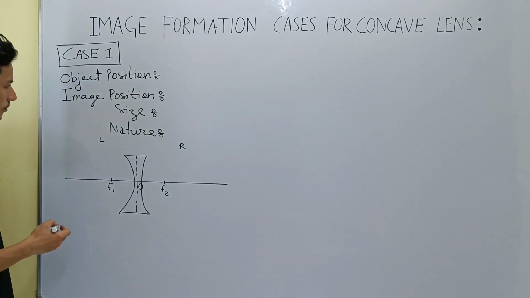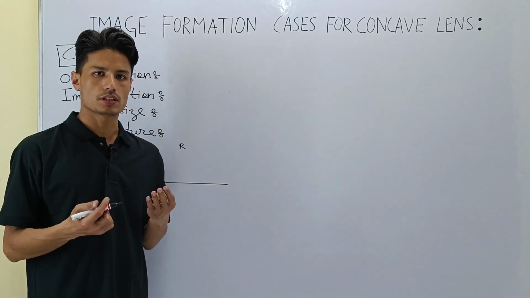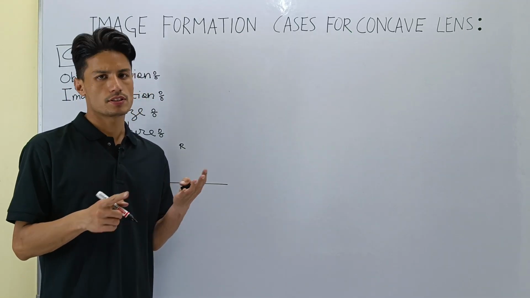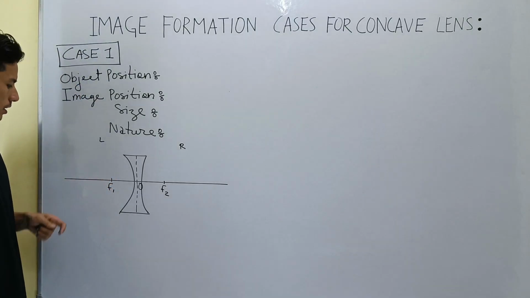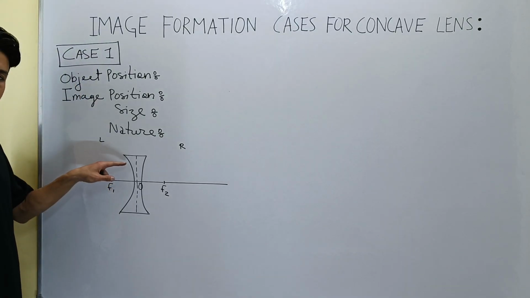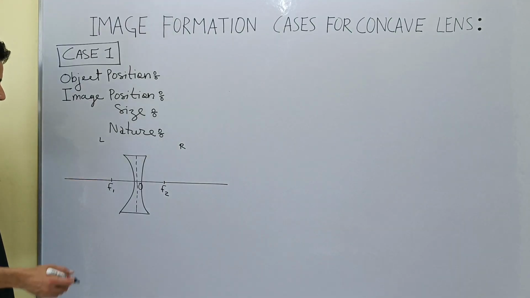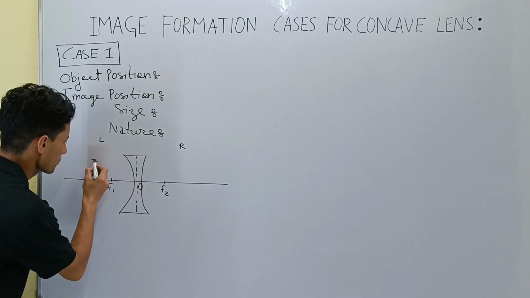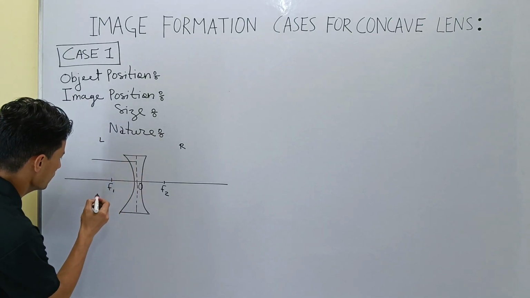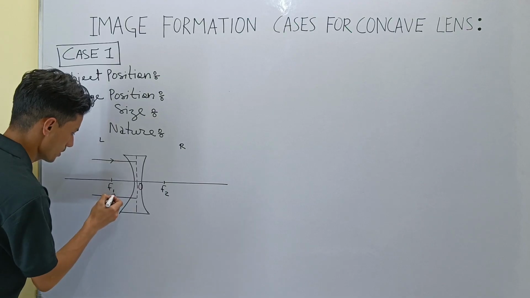Now case 1, in both the lenses, convex and concave, the object is kept at infinity. Whenever the object is kept at infinity, we will draw only two light rays traveling parallel to the principal axis. Okay, so let's draw those two incident rays. So let one of them be this, and let the other be this. Okay, so these are the two incident rays.